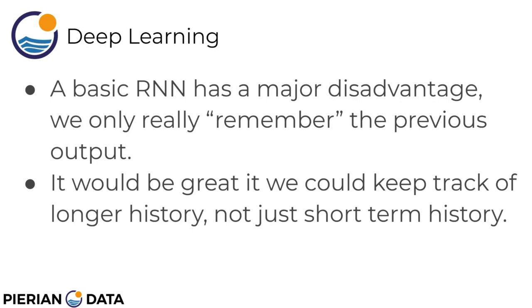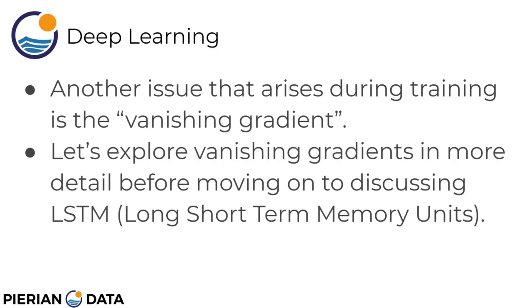A basic recurrent neural network also has a major disadvantage though. We only really remember the previous output. If we think back to that unrolled diagram, we were only feeding in the output of one time step into the future. And what happens is, if we have really long histories, we begin to forget the older historical samples, since we're only really looking at the output of the last previous t-1. And it would be really great if we could keep track of longer history, not just that short-term memory.